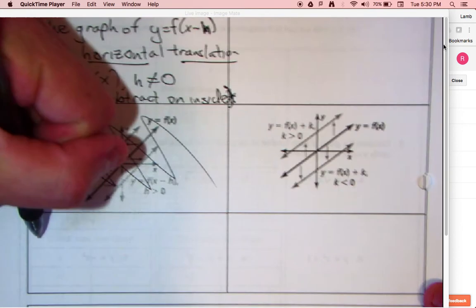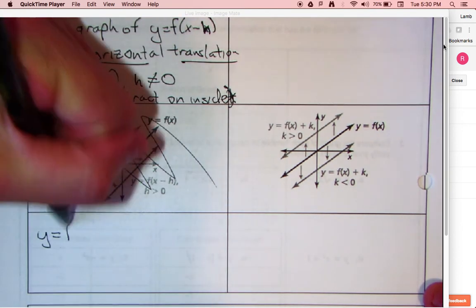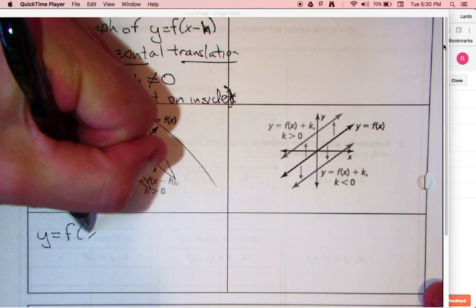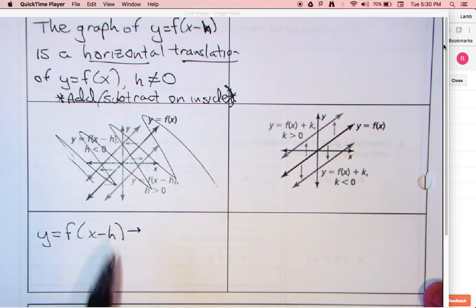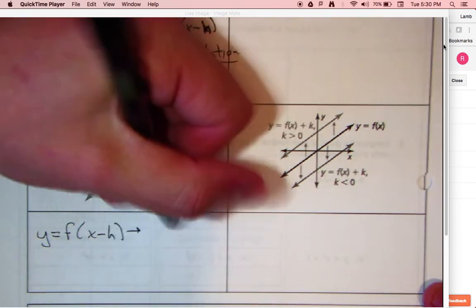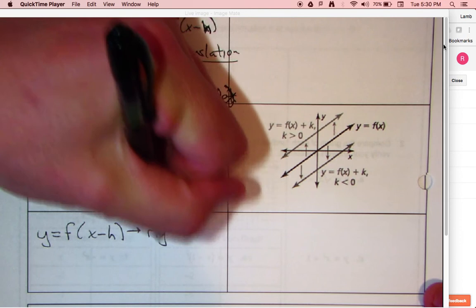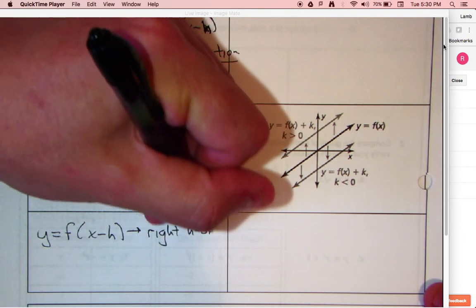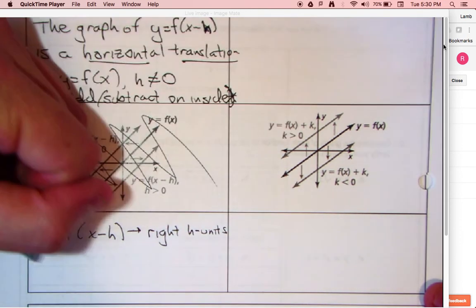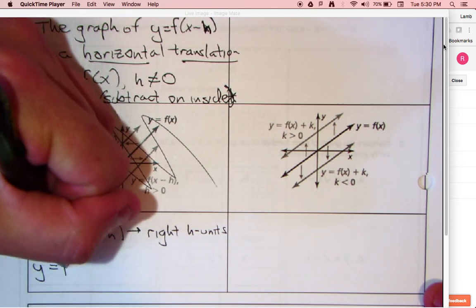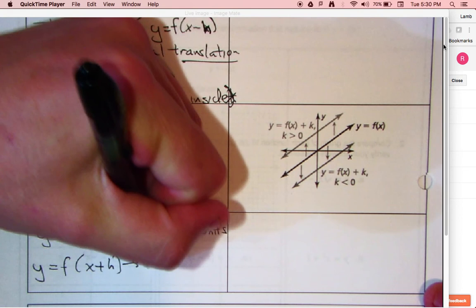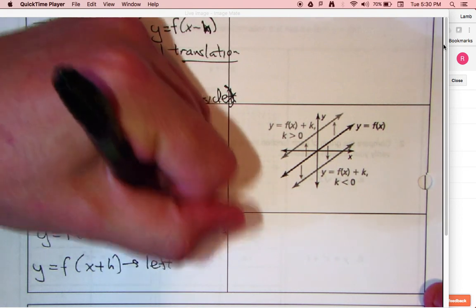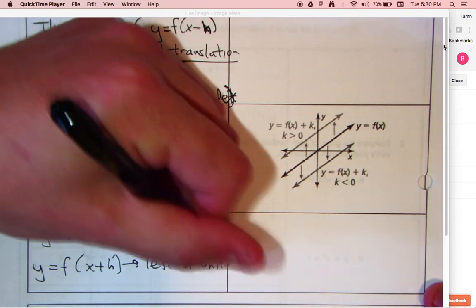What happens? Let's say y equals f of x minus h. What happens if we take something and we subtract h units? This means it's going to move right h units. And if we have a plus in there, we're going to move it left h units.